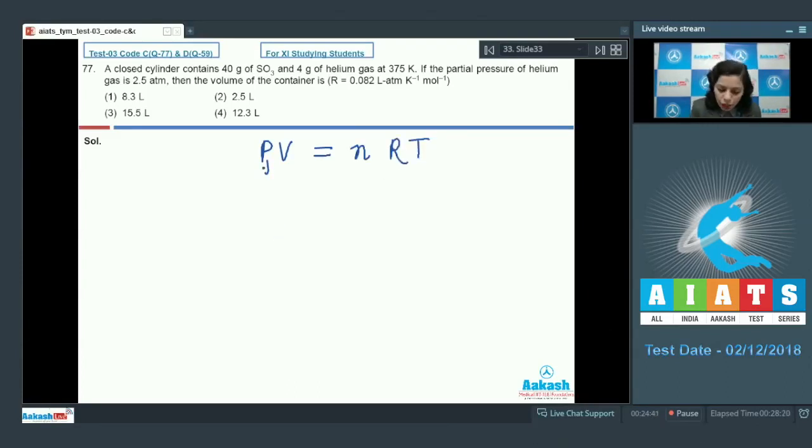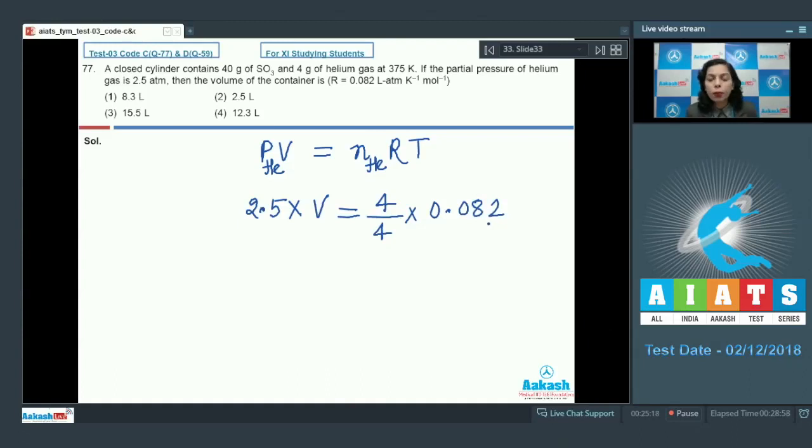In this case, we have the pressure of helium, as well as the amount of helium to calculate the moles of helium. R is given and the temperature we also know, that is 375 Kelvin. It means we can find out the total volume occupied by the helium, and that is actually the volume of the container. So the pressure of helium is given, that is partial pressure 2.5 atmosphere. Volume we just want to calculate. Moles of helium: the amount of helium is given, that is 4 gram divided by its molar mass, 4 gram per mole. The R value is also given, 0.082 liter atmosphere per Kelvin per mole.